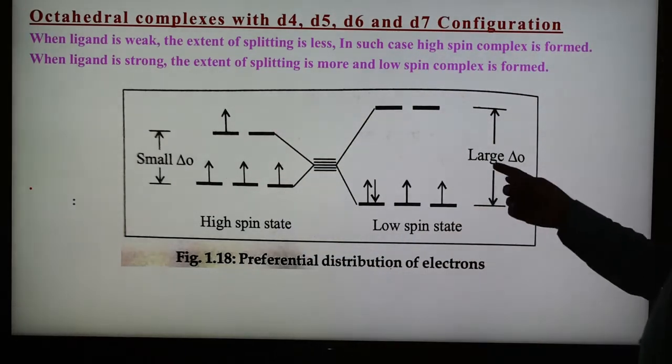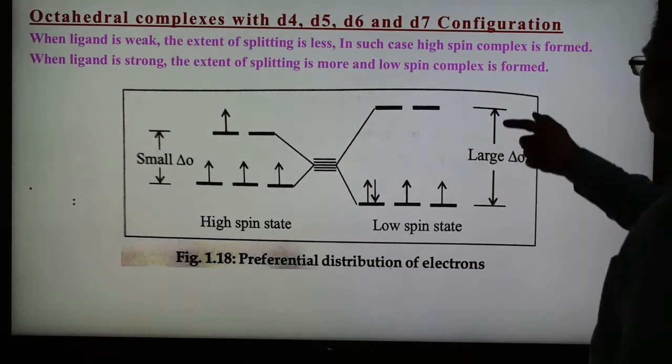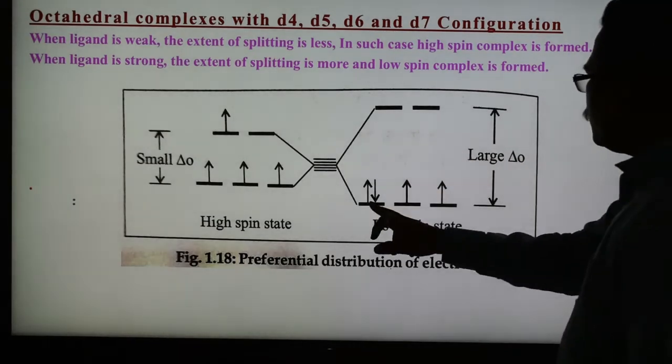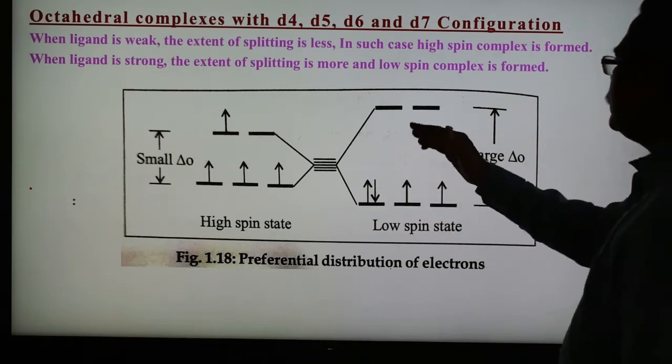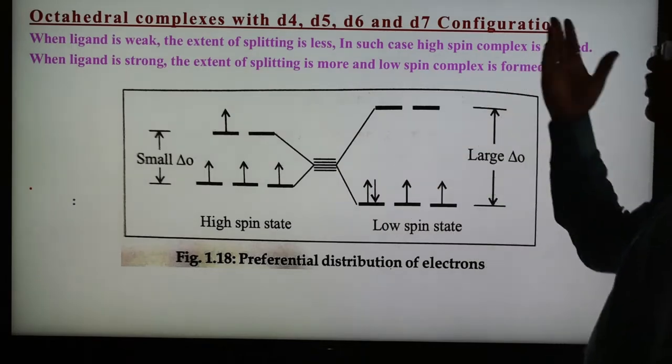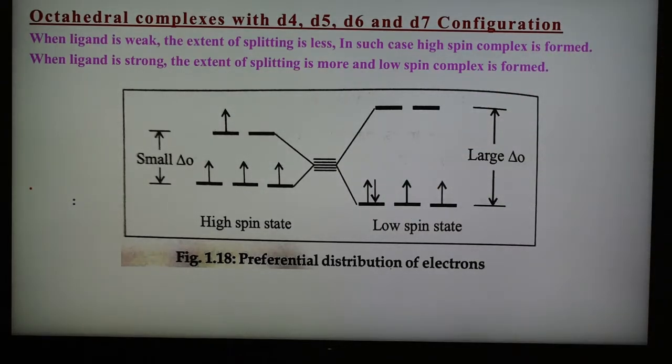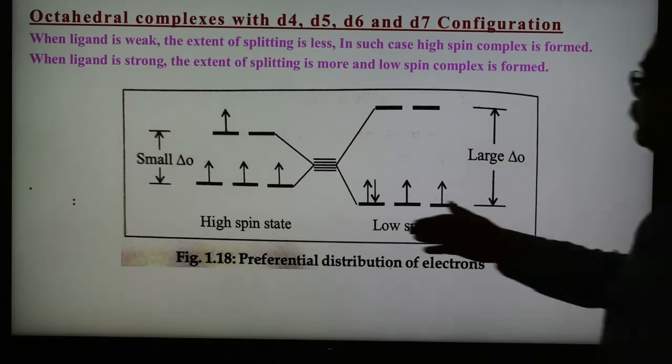In case of low spin complexes, delta O is large, therefore the T2G orbitals fill first, and after filling these, electrons will go to the EG set of orbitals. So there are two types of complex. When delta O is small, a high spin complex is formed. When delta O is large, low spin complexes are formed. So this is shown as a comparison between low spin and high spin.